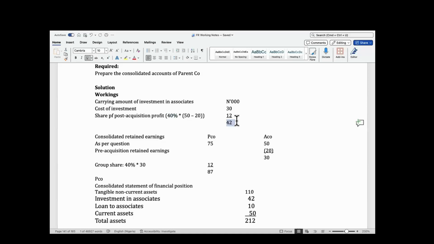So I have 42. So this 42 is my carrying amount of my investment in associate, which is what I will consolidate. That's the only thing.